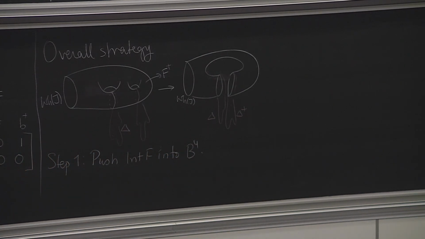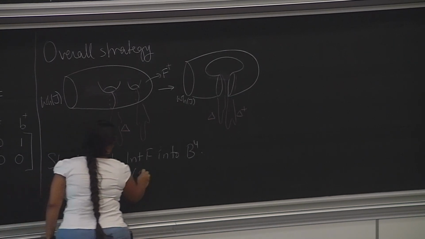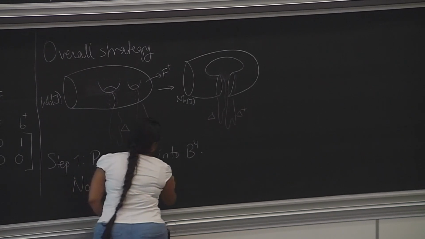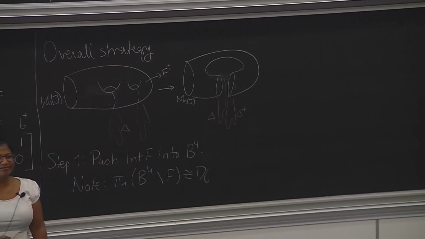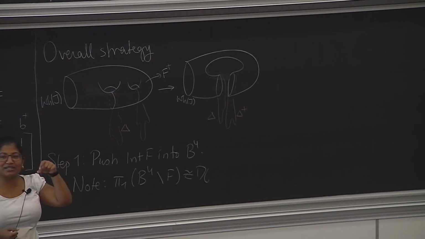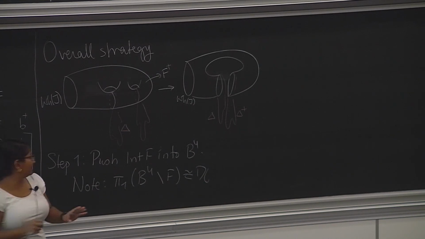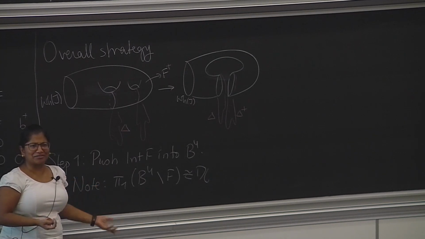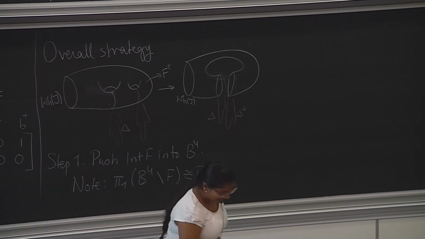Then there's a bit of a black box if you haven't seen this before. You have to note that pi1 of B4 minus this new F, this is in fact Z. If you have seen these things before, when you push your surface in, you're creating just a single minimum. And all of the pi1 of the complement comes from those minima. You can do a handle decomposition. It's not hard. So easy fact if you know all the background. It's a weird meaning of easy.